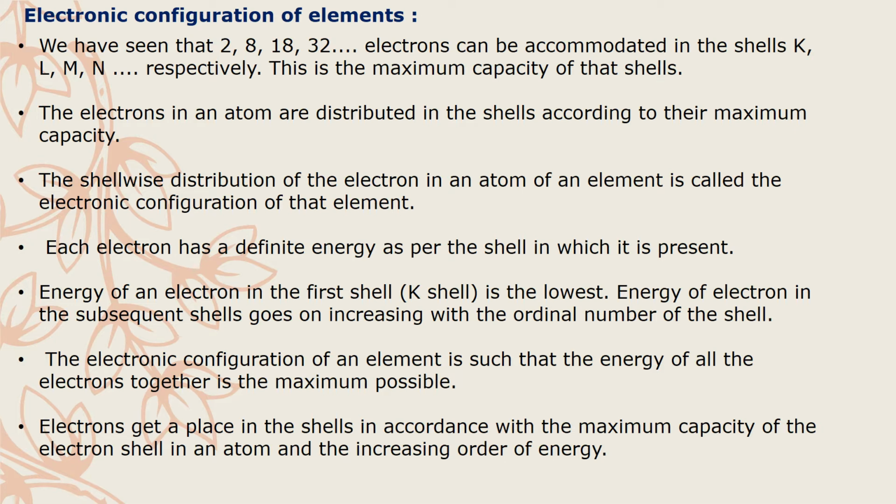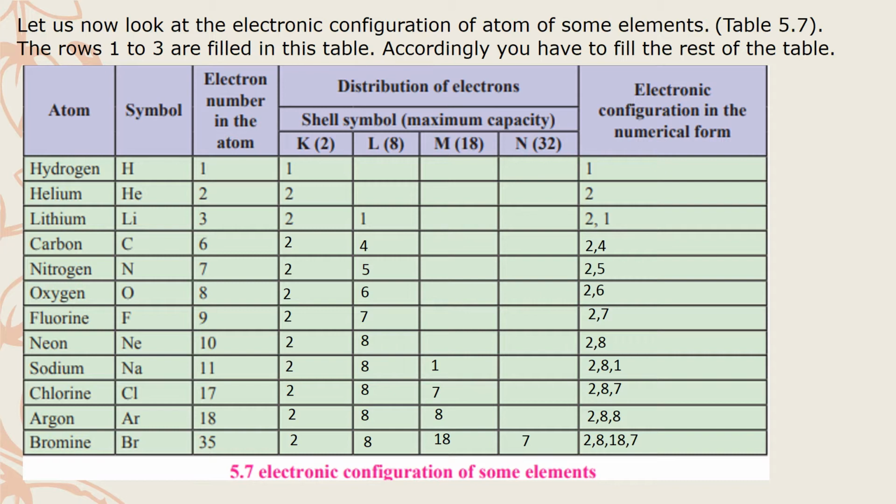So the electronic configuration of an element is such that the energy of all the electrons together is the minimum possible. Therefore the electrons get a place in a shell in accordance with the maximum capacity of the electron shell in that atom and in the increasing order of energy. We have filled in this table, and according to this we have to fill the rest of the table.